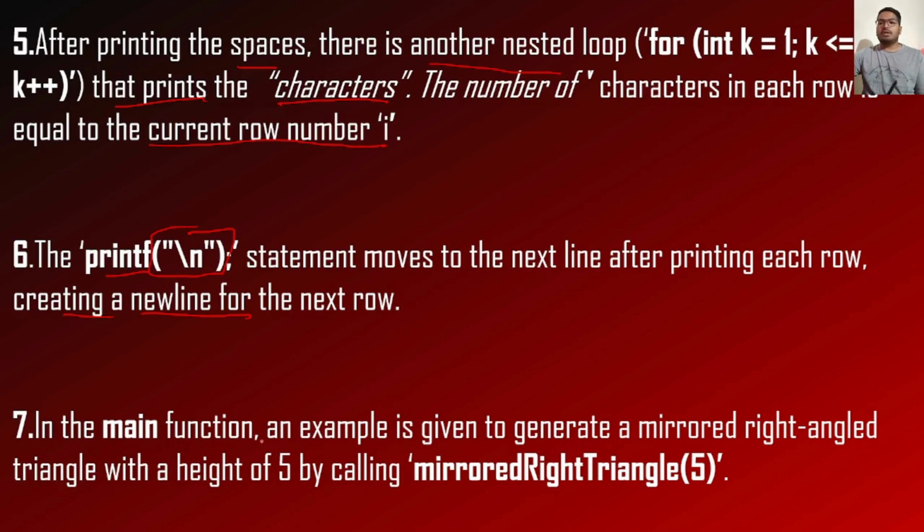Next, in the main function, an example is given to generate a mirrored right angle triangle with a height of 5 by calling mirrored_right_triangle(5).